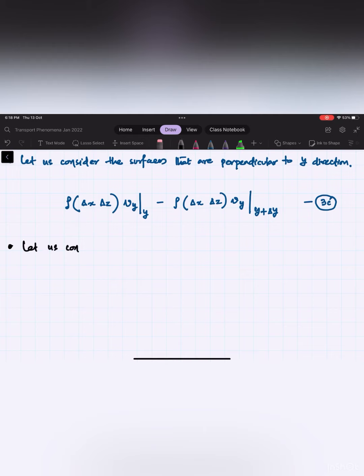Now, exactly in the same way, we can also consider the surfaces that are perpendicular to the z direction here.